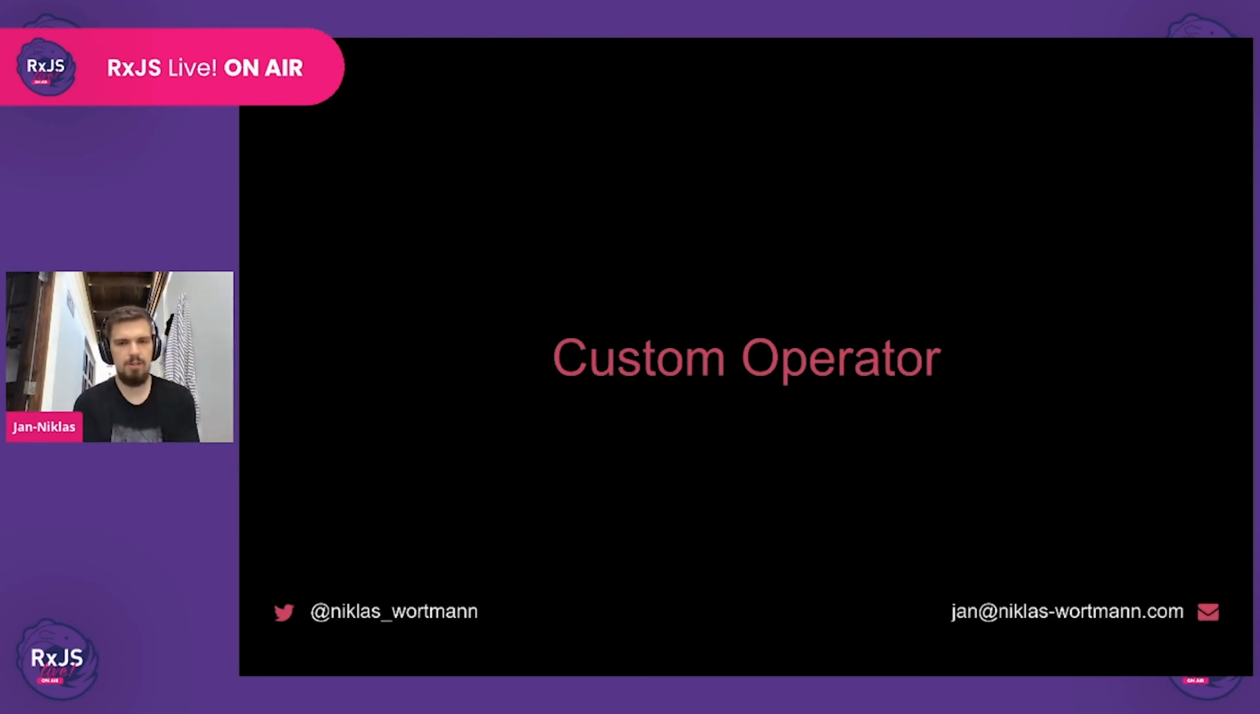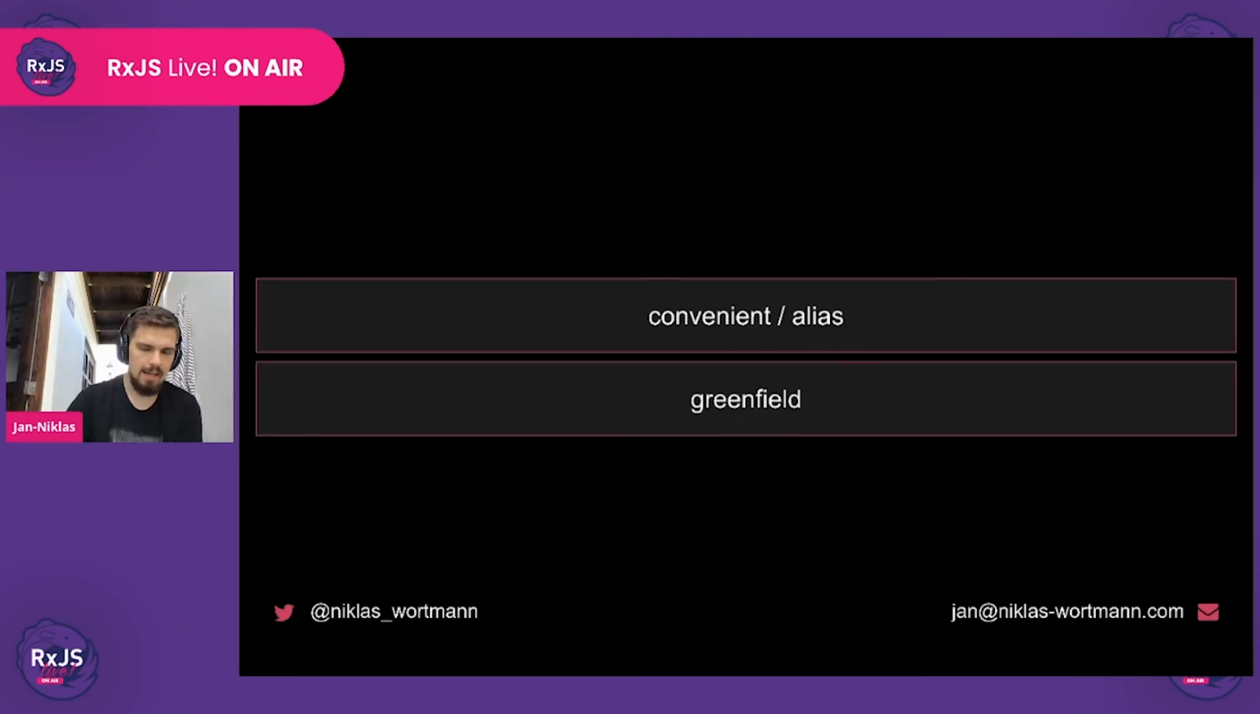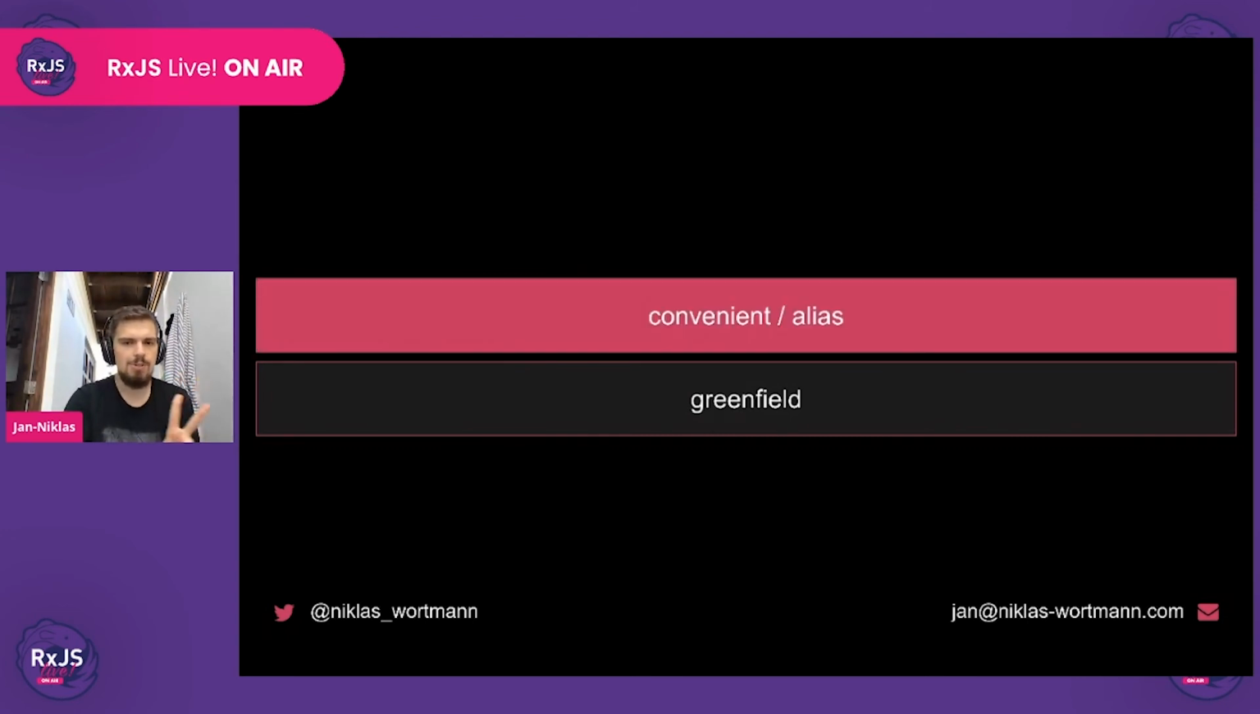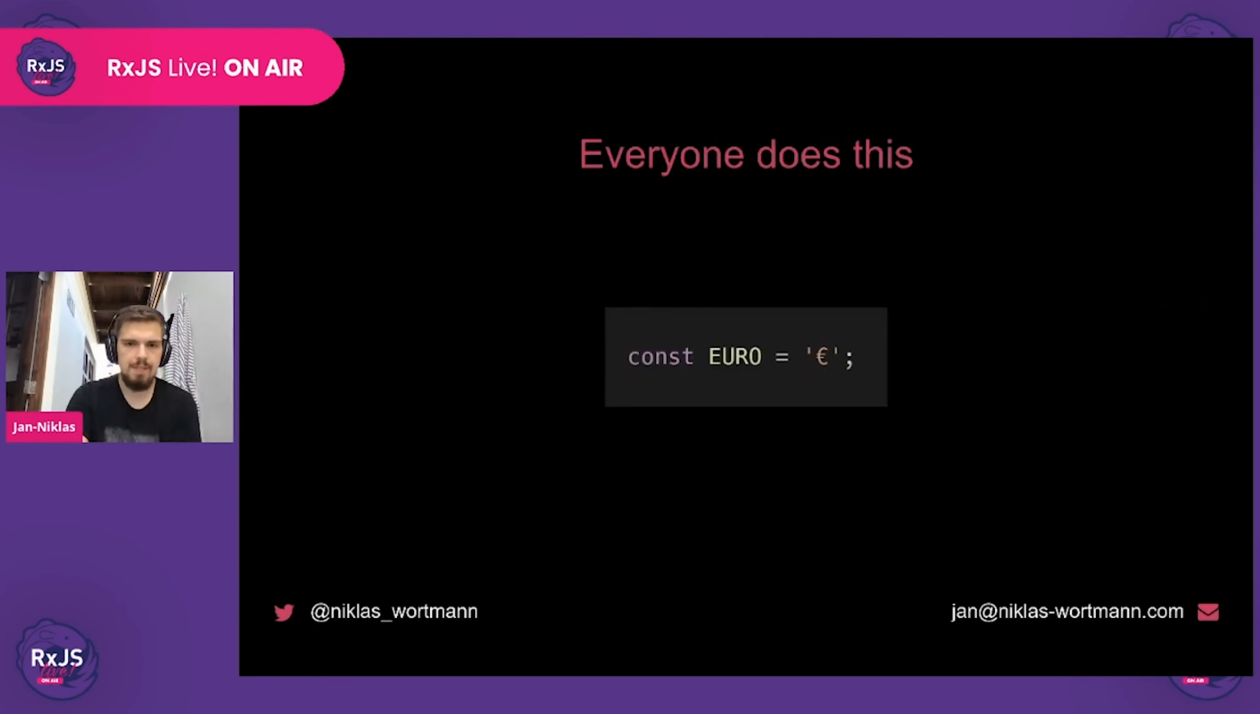I can't do a talk about operators itself without talking about custom operators. And from my point of view, there are two big groups of custom operators: convenient or alias operators, and greenfield operators. I want to start with the convenient or alias ones, as I think those are way more common.